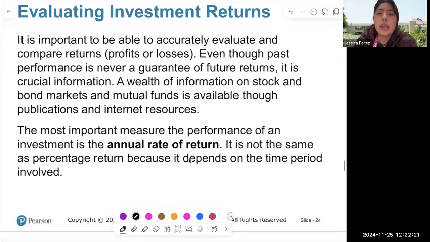The most important measure of performance is the annual rate of return. Remember, it's not always the same as a percent of return because it depends on the period of time. Normally, if a stock is decreasing in price at a certain period of time, like Apple or McDonald's or different shares that fluctuate, or some that are constantly increasing, for example shares from Walmart, things that are very popular that people use very often.